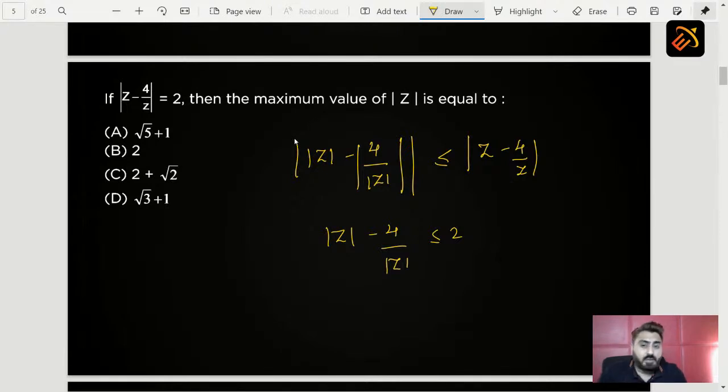तो ये less than equal to 2 आ गया, that means mod of z is equal to r which is greater than 0. तो यहाँ पे we can say that |r − 4/r| is less than equal to 2. So from this what can you say? तो यहाँ से हम इतना तो श्योर है कि यहाँ पे it will be −2 less than equal to r − 4/r less than equal to 2.